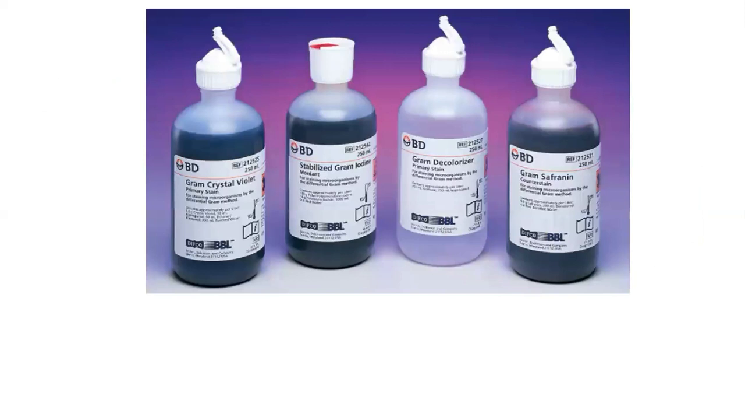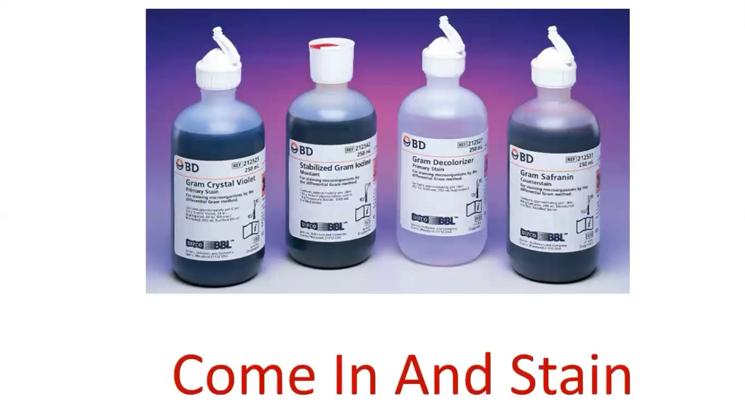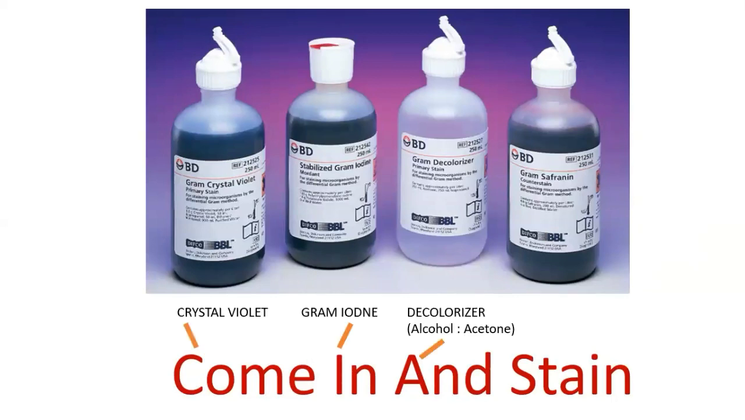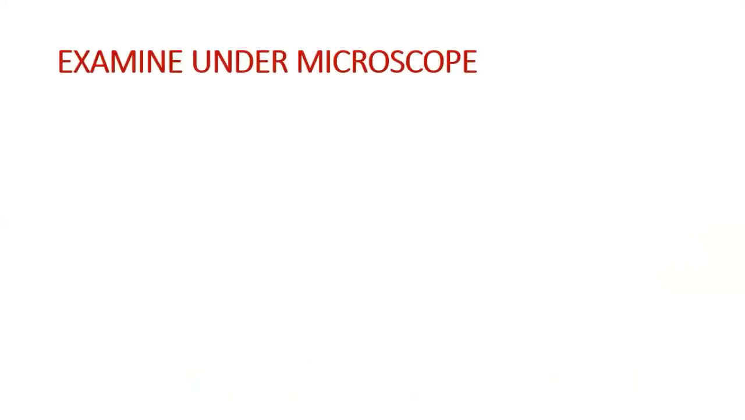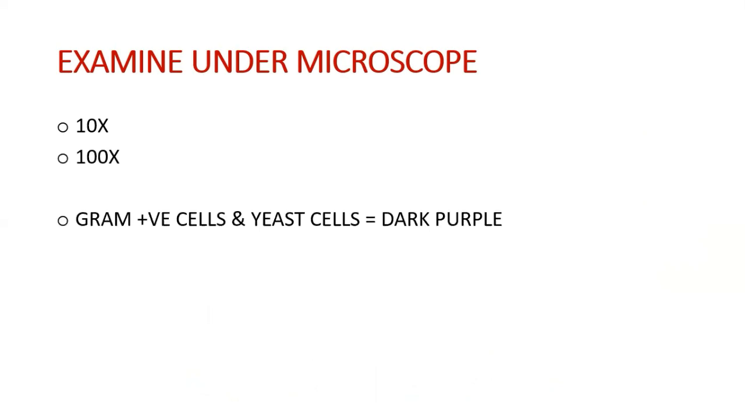There is a simple mnemonic to learn the order of steps. That is, come in and stain, which depicts the order crystal violet, gram iodine, decolorizer, that is alcohol acetone, and safranine. Examine the smear under microscope at low power lens first to check the distribution of cells, and then under oil immersion lens to view the morphology of cells. Gram-positive bacteria and yeast cells will appear dark purple, whereas gram-negative cells will appear pale to dark red.